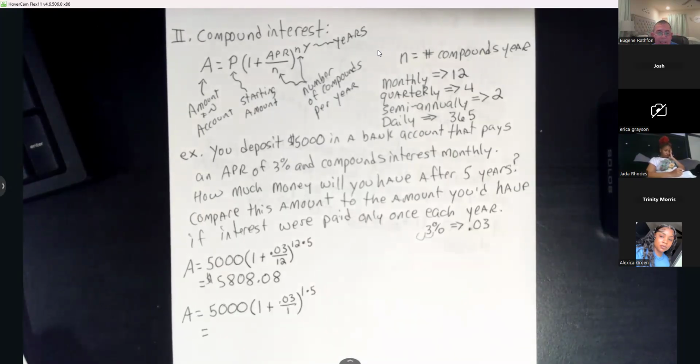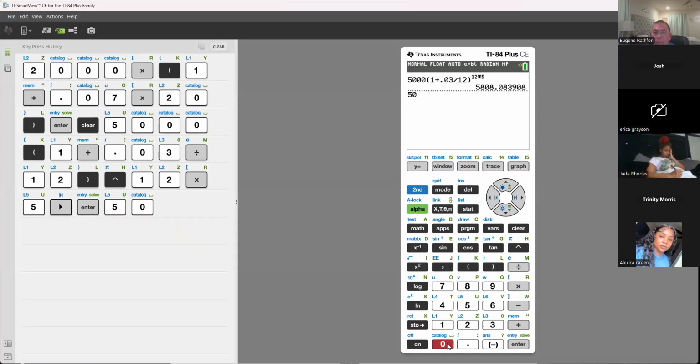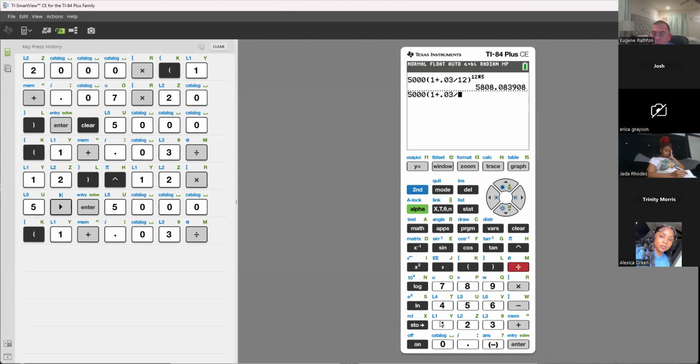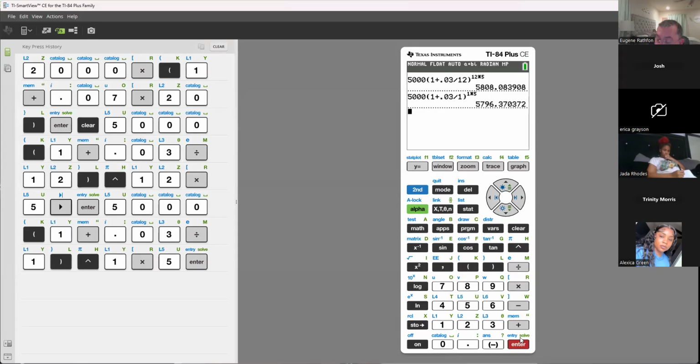All right, so let's punch that in and see what we get. So y'all, we had 5,000 parentheses 1 plus 0.03 divided by 1, close parentheses, put in my exponent, which would be 1 times 5. All right, y'all, we hit enter. We get $5,796.37. I'm going to keep that 37 since it's got a 0 after it.